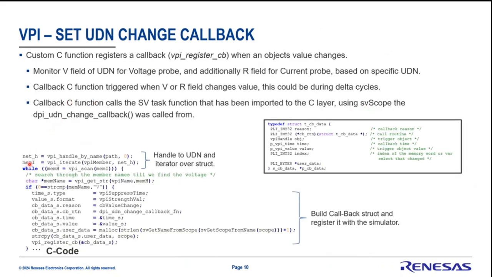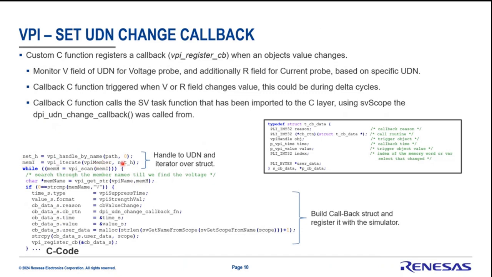So as I said, we can query stuff. Here I've got VPI handle by name. It takes in a path, and that will return a handle. Now I've simplified the code here. You should do lots of error checking because that path might not exist, or there could be other problems.